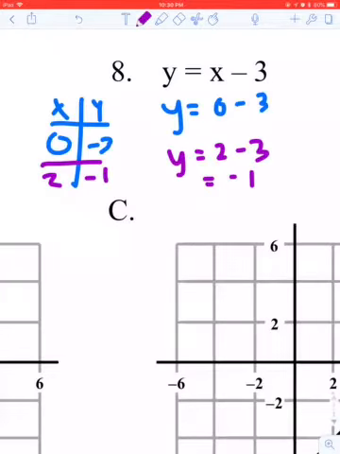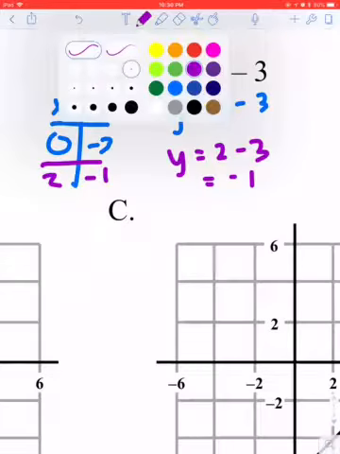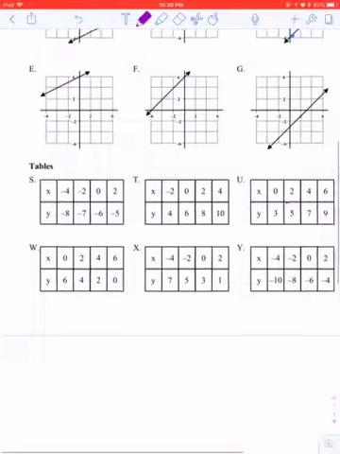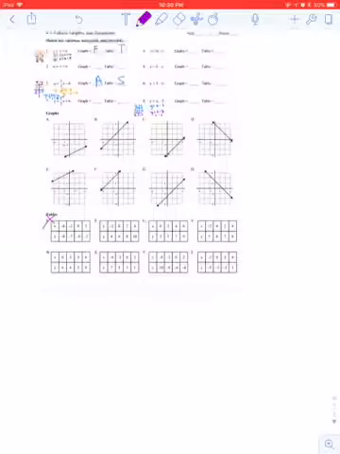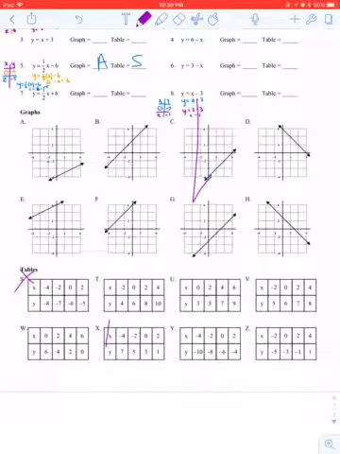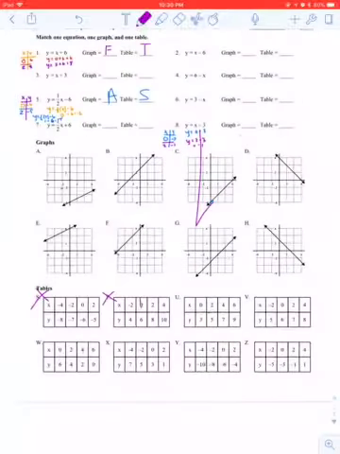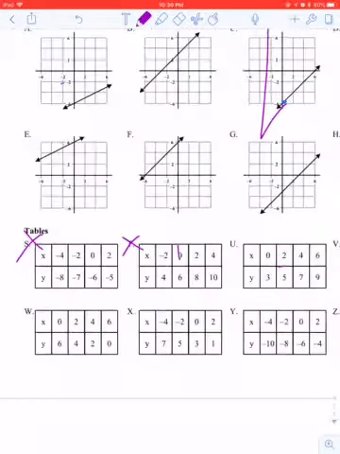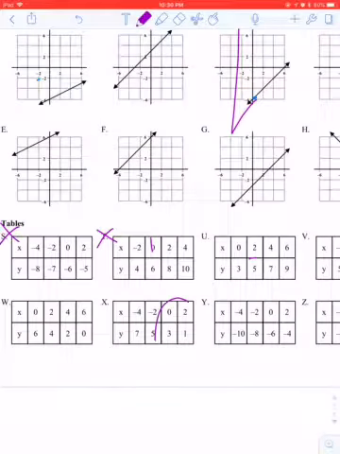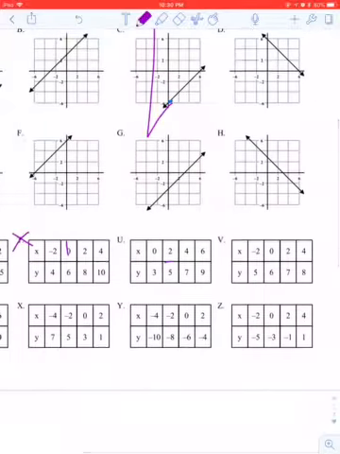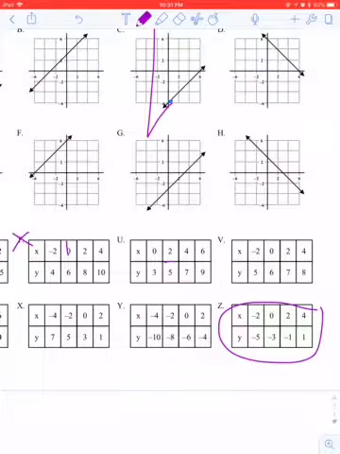So now we need to go look for a table that's 0, negative 3, and 2, negative 1. So I already use S, and I already use T. So I'm looking for 0, negative 3, 2, negative 1. That's a 0, positive 3, so that can't be it. Right here, 0, negative 3, 2, negative 1. So it's going to be Z.